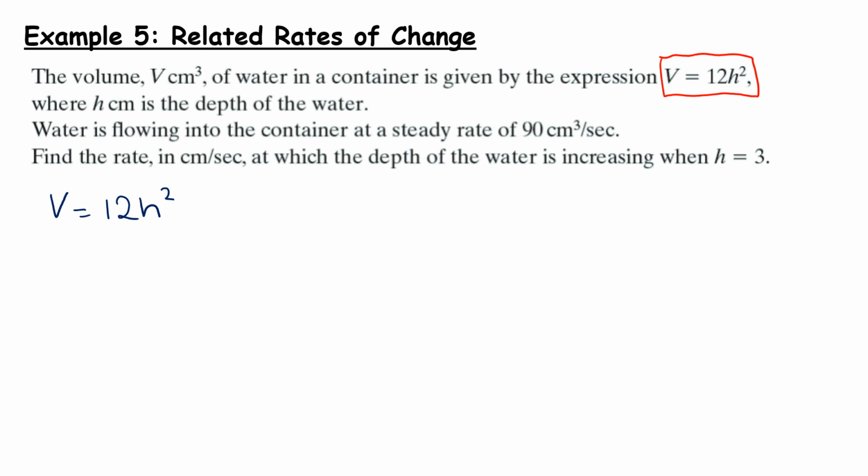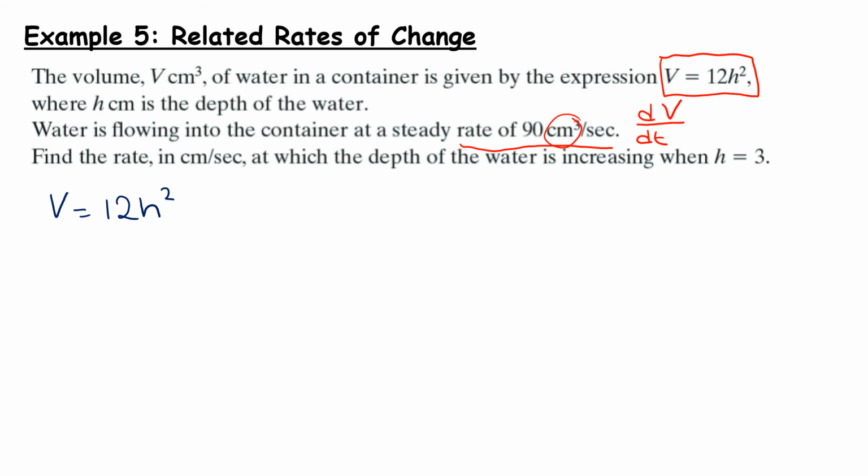They tell us that H in centimeters is the depth of water. Water is flowing into the container at a steady rate. Okay, so rate, this is going to be d something dt. Now, water is flowing and it's centimeters cubed. So this is dV dt because it's the volume of water. Area of water doesn't make sense. So it's the volume of water. And look at that, centimeters cubed. That's giving you a big hint because when we talk about centimeters cubed, meters cubed, we're talking volume.